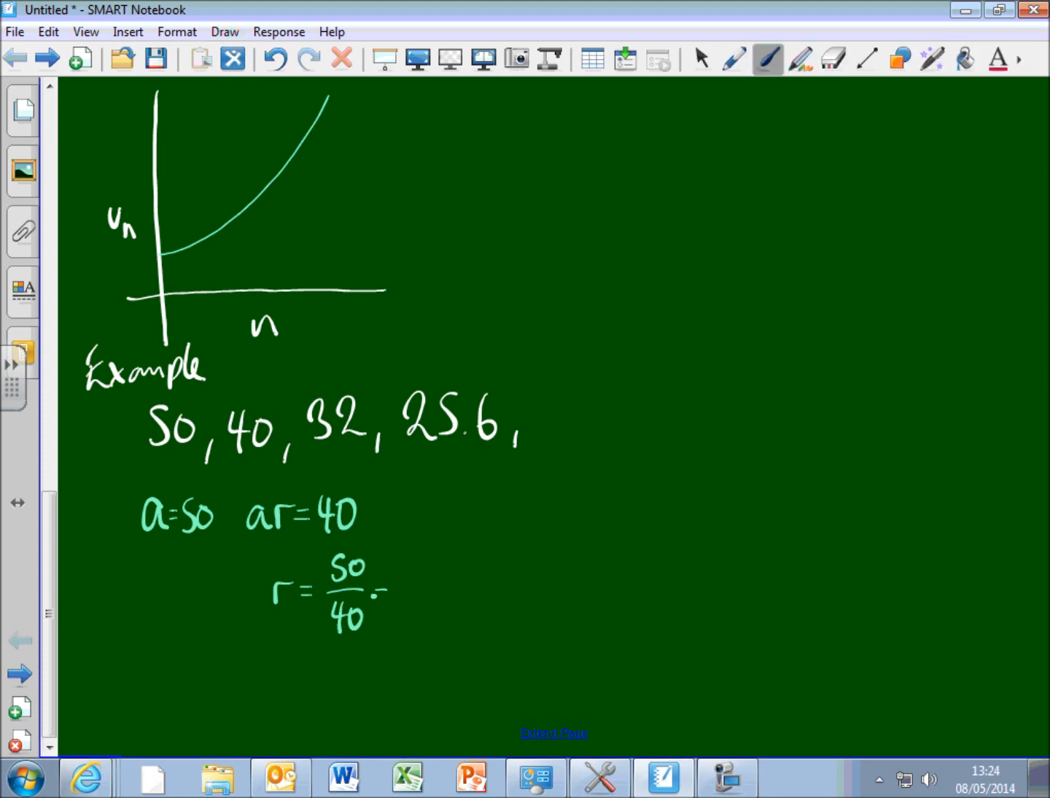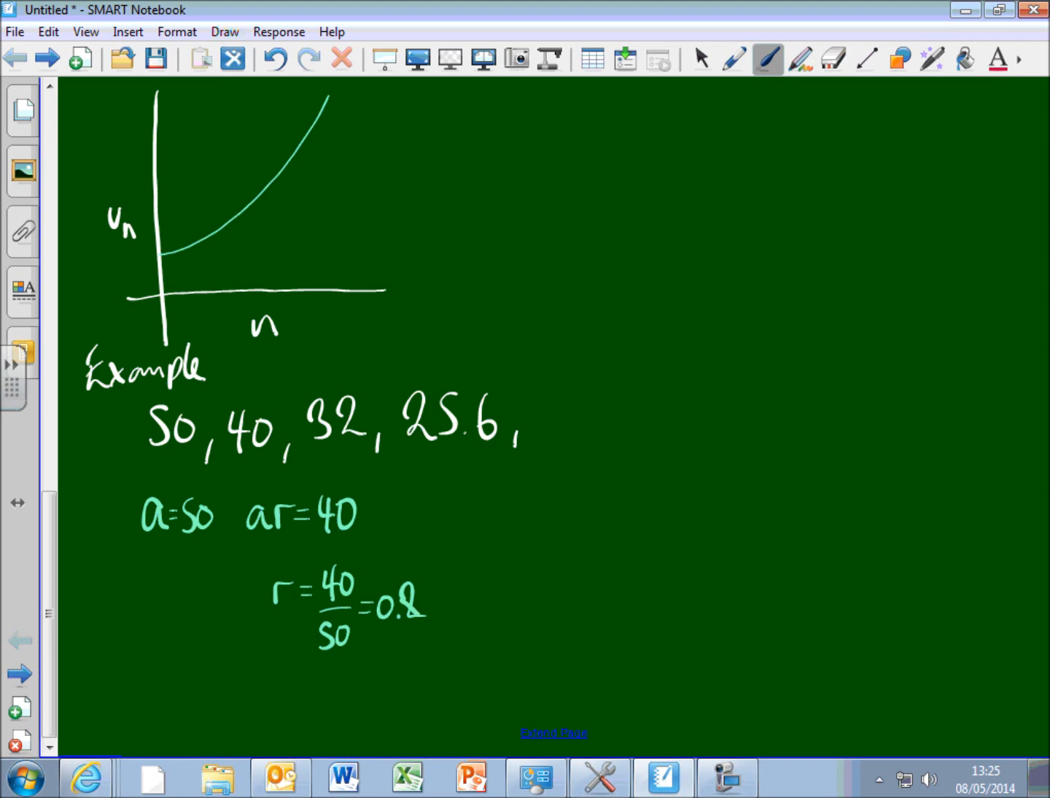What's 50? You said 50 over 40. It's 40 over 50, isn't it? 40 over 50, right? Which gives you what? 0.8, right. So, if you ever want to know what the ratio is, and you know a few terms in the sequence, what you can do is, here I did 40 divided by 50, and I get 0.8.